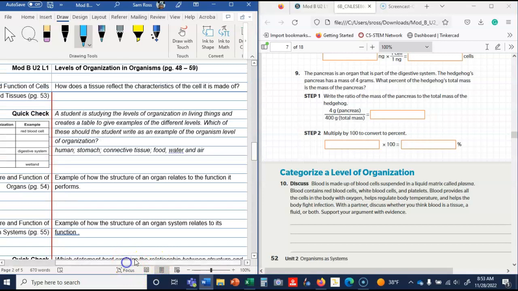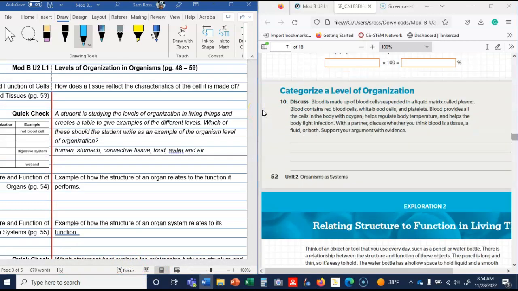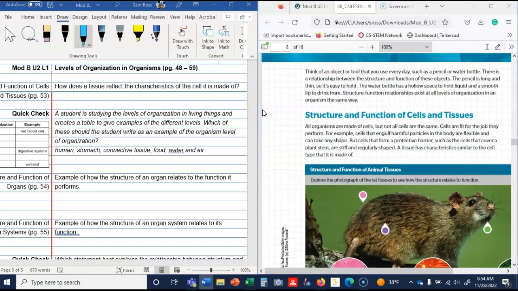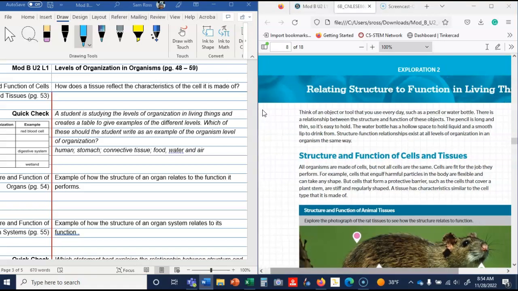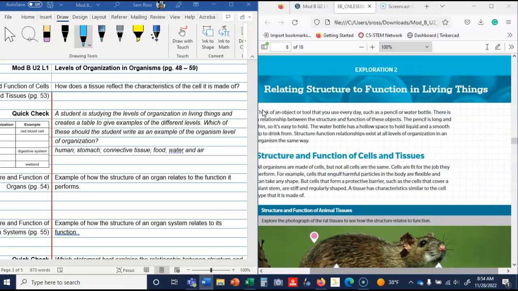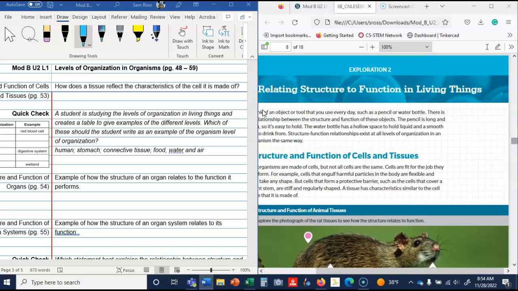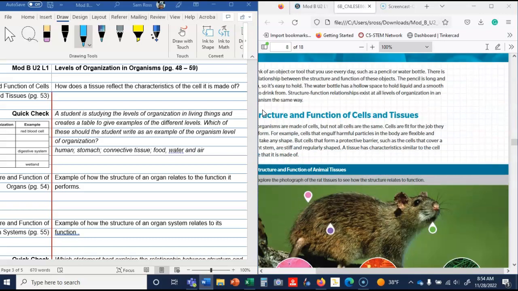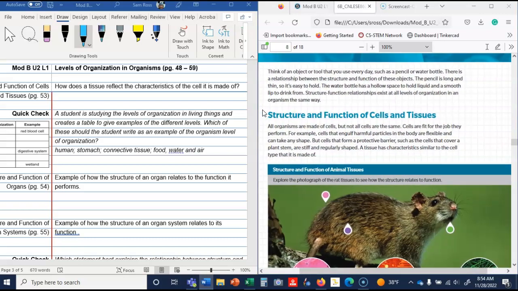All right, and now how does tissue reflect the characteristics of the cell it is made of? So tissues are made of cells. How does the tissue reflect that? Let's see. Trying to see, okay, here we go. Cells are fit for the job, for example. Okay.